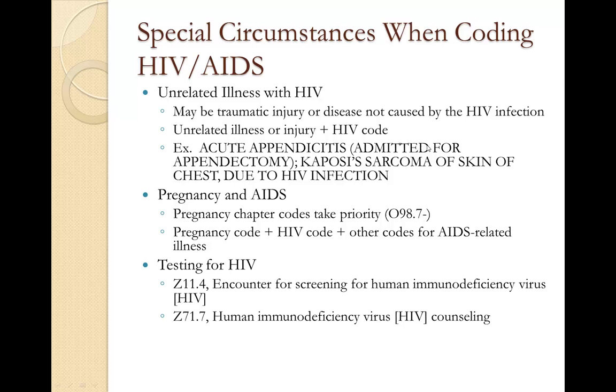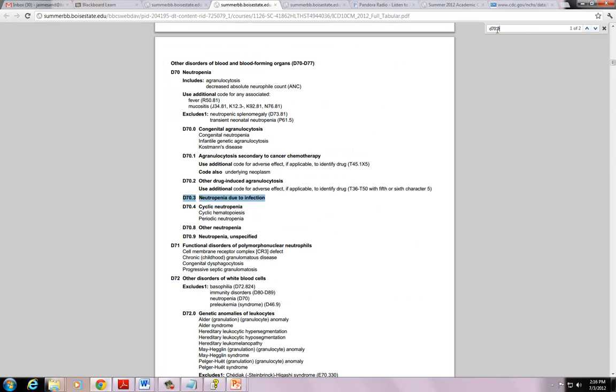Acute appendicitis, admitted for appendectomy. So that's just clarifying that that really is the reason that they were admitted to the hospital. We also have a Kaposi sarcoma of the skin of chest due to HIV infection. So the first thing we're going to code is the acute appendicitis.